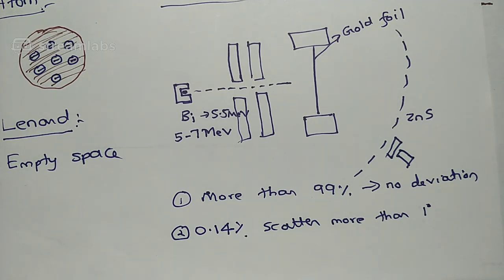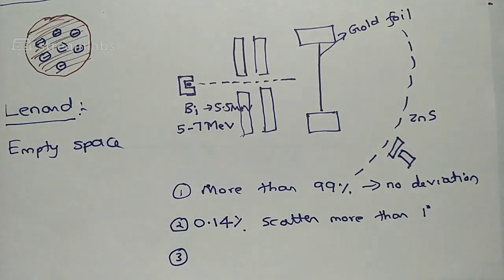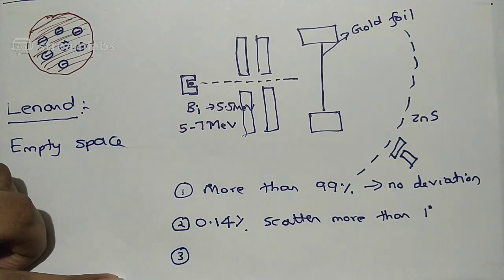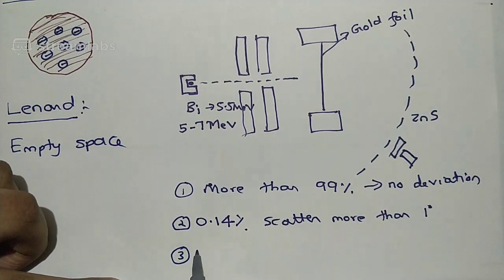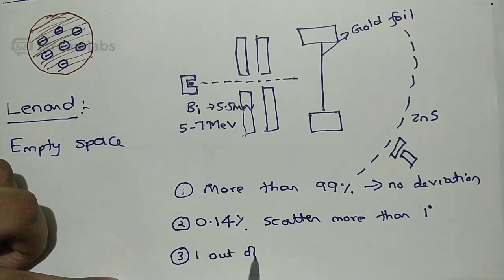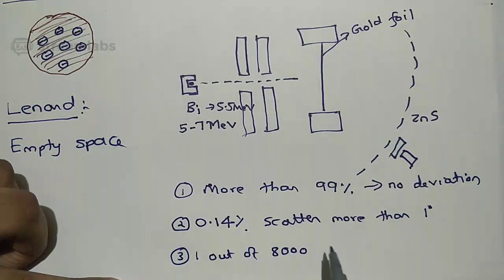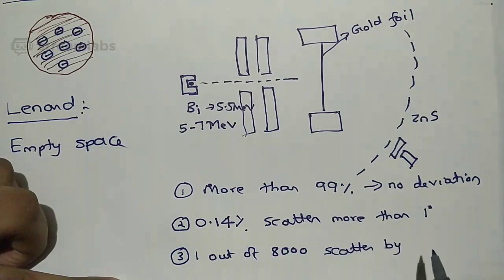To justify this, they observed a third factor: approximately one atom out of 8,000, 1 out of 8,000, scatters by an angle more than 90 degrees.